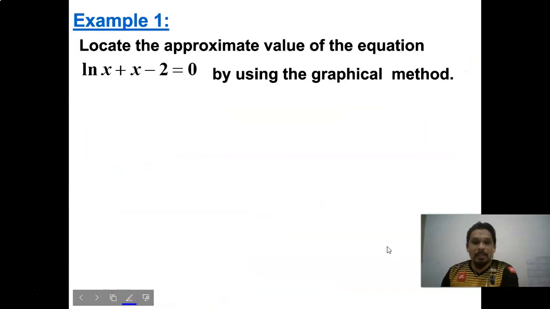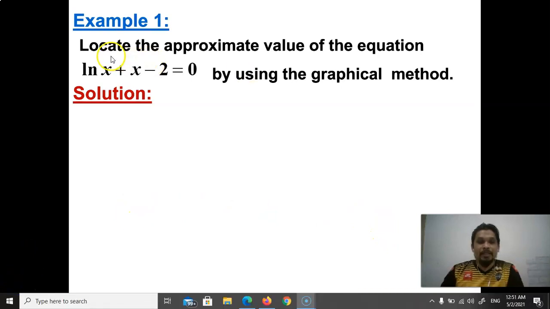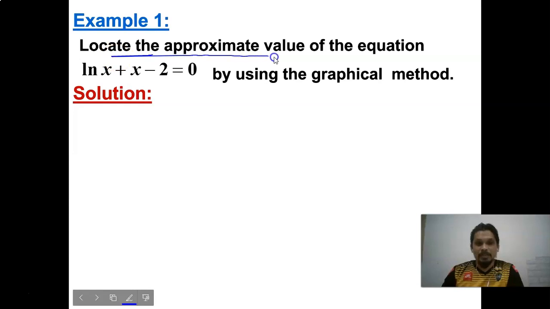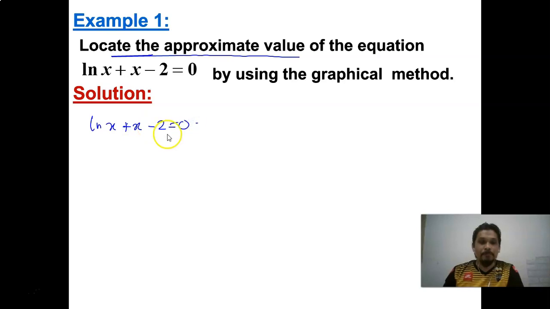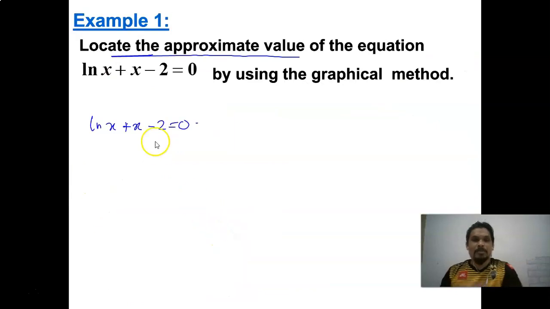So first, let's take a look at this one here. Locate the approximate value of the equation ln x plus x minus 2 equal to 0. Please refer to the previous notes. Rewrite f(x) to a new form of h(x) equal to g(x). Do you have any idea how we're going to form h(x) and g(x) from this one equation?